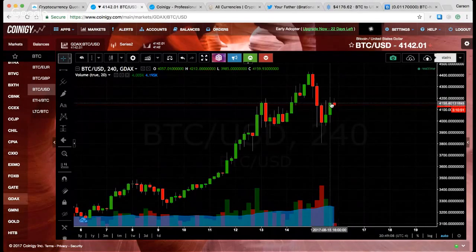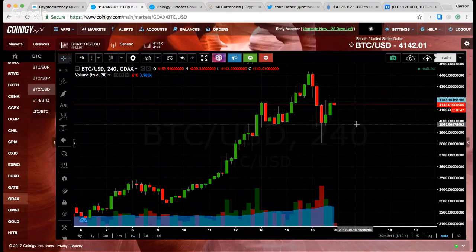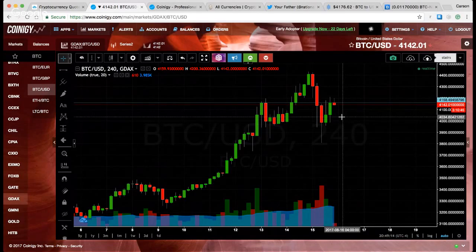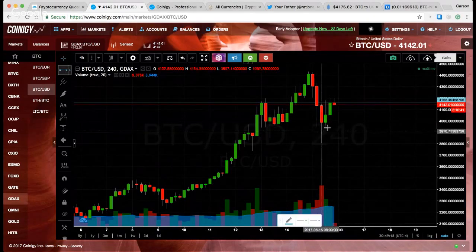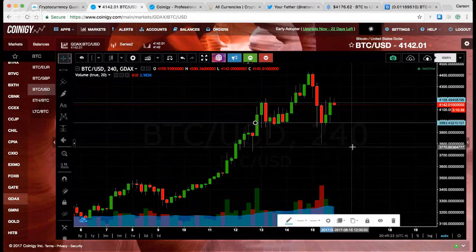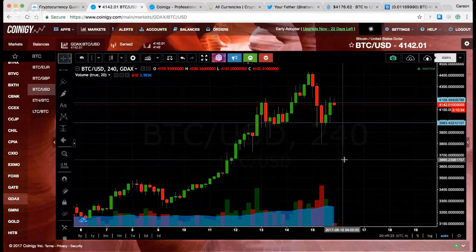It didn't break out of this candlestick. This is a 4-hour chart, so we still have 4 hours, but I think that this candlestick's gonna go down. It's gonna be like down to here, and then it's gonna probably get another candlestick going down further.